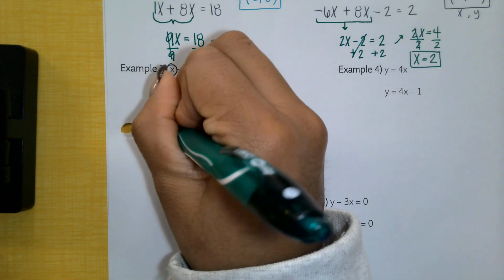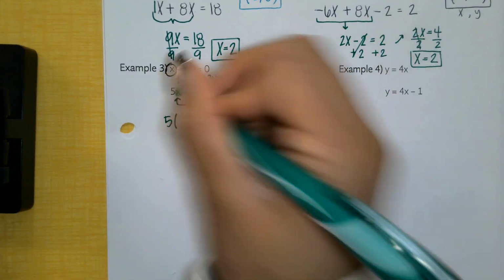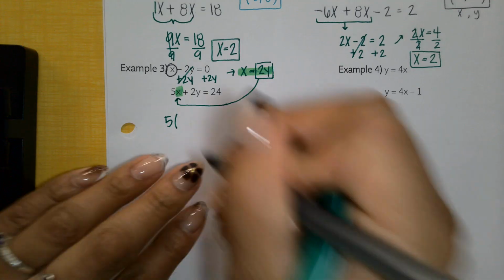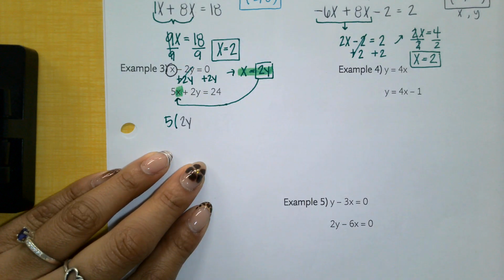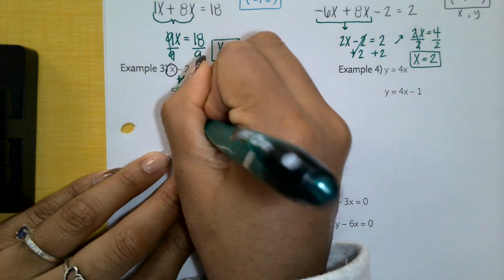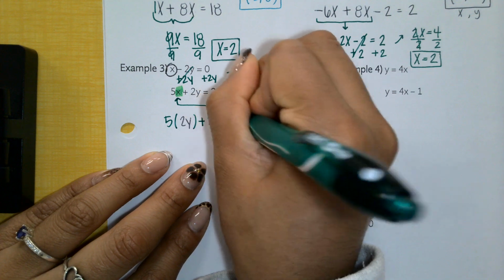I'm going to replace the x from the second equation with 2y. All right, so we have 5 parentheses. We're replacing it with 2y, plus 2y is equal to 24.